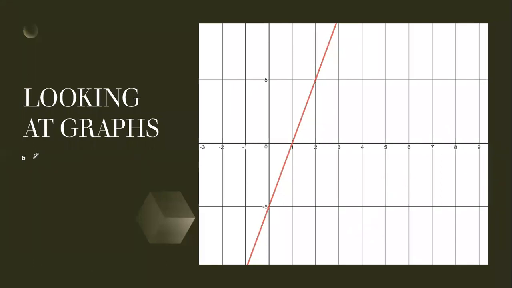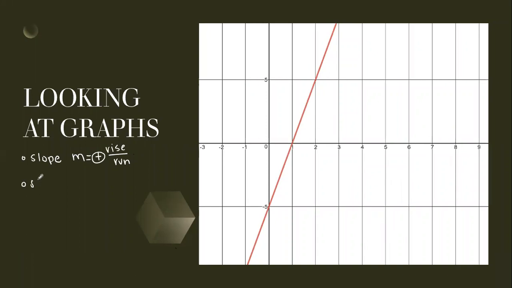First question, is my slope positive or is my slope negative? Positive, perfect, because this line is going up from left to right. So I know my slope is going to be positive something. I have to figure out what that rise over run is.